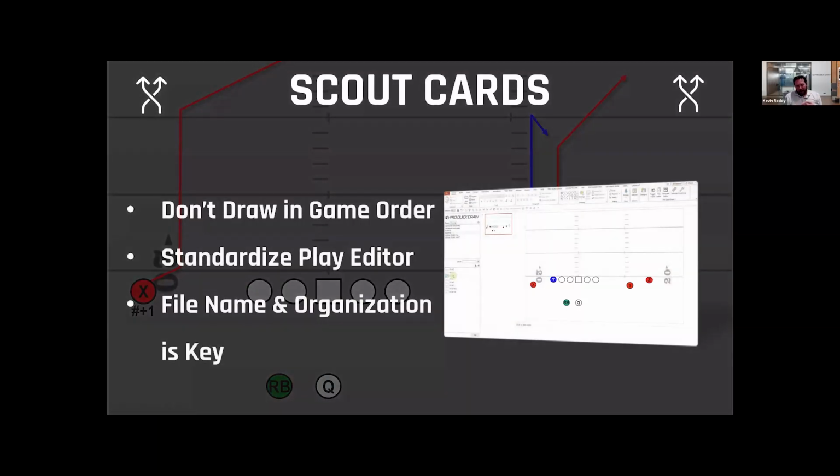So a couple tips from just the years of drawing cards: don't draw in game order. It's completely useless because things are going to be all over the place. Use your cutups in your film software. Like I said, good data in, good data out. As soon as that game is broken down, now we start drawing. So if I wanted to draw all the 3x1 passes, I'm going to get in the system where my formation is set up. It's 3x1. I'm moving a guy here and there, and I'm drawing the concept. Then I'm working in the 2x2 pass routes.